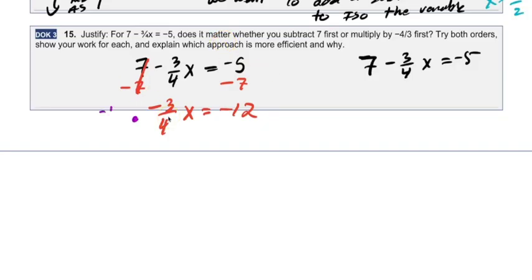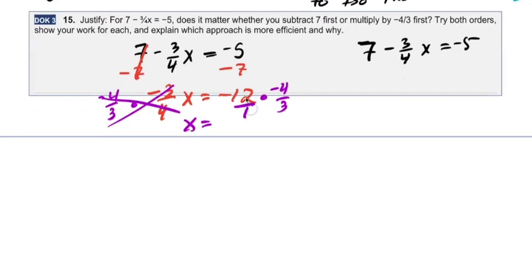Multiply by the reciprocal, negative 4/3. Again, this is over 1 if you're not sure. These would cancel out. And then over here, negative 12 times negative 4 is positive 48. 48 divided by 3 is 16. A little easier way to do that: 12 divided by 3 is 4. 4 times 4 is 16. So I get 16 as the answer, and that is the correct way of doing it.